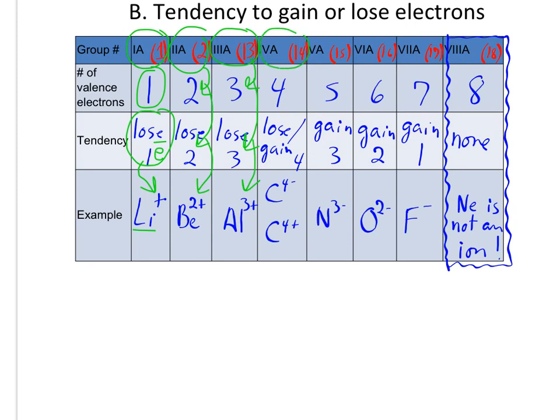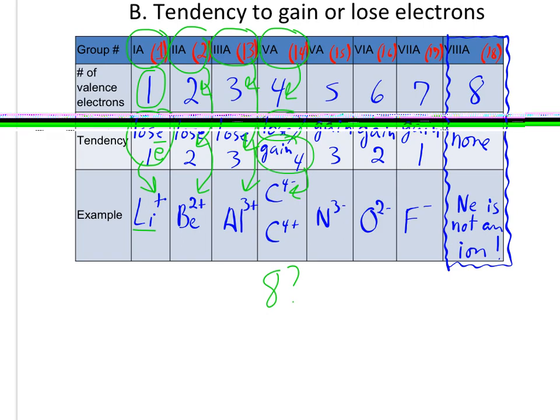Group number 4 is special because here anything can happen. They all have 4 valence electrons. Now what's faster, to lose 4 or gain 4 to have a total of 8? Well, both are as valid, so they could either lose or gain 4 electrons. So carbon could become negative 4 or positive 4. It could go either way.